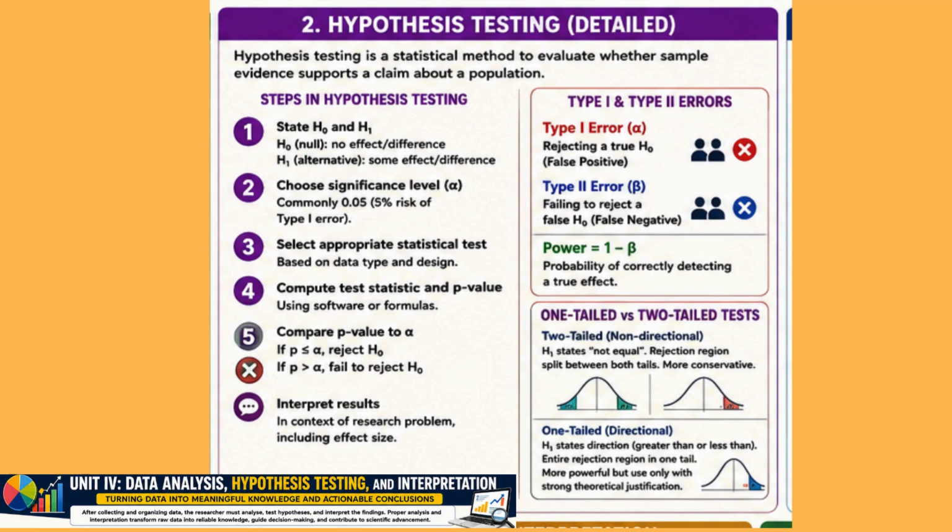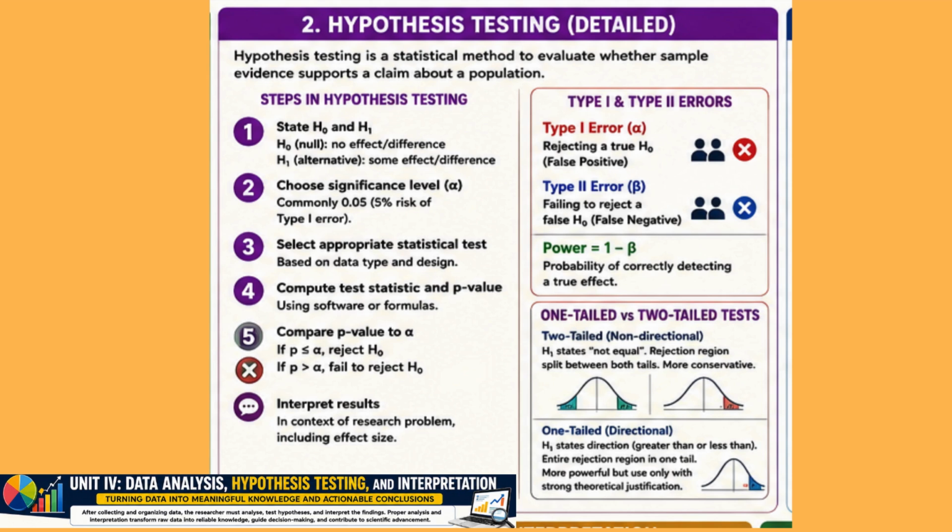exists. Researchers must also understand the difference between one-tailed and two-tailed tests. A two-tailed test examines whether a relationship or difference exists in either direction and is generally considered more conservative. A one-tailed test predicts a specific direction of effect and places the entire rejection region in one tail of the distribution. Although one-tailed tests are more powerful, they should only be used when strong theoretical justification exists. Another important distinction is between parametric and non-parametric tests.